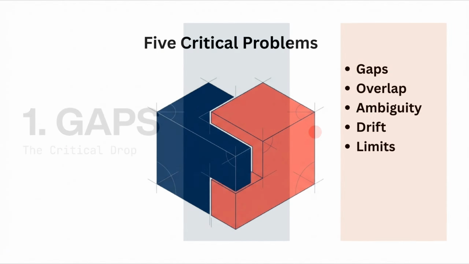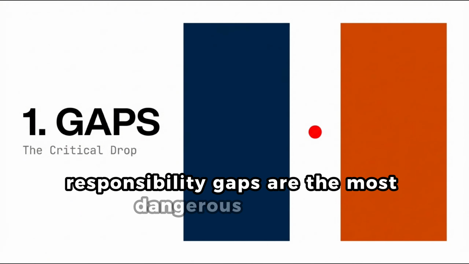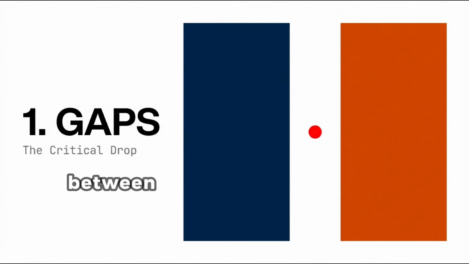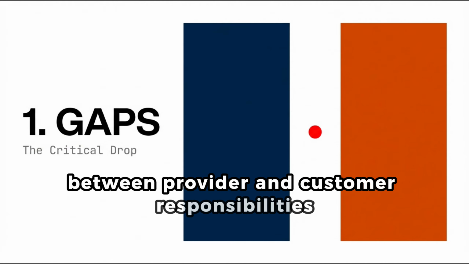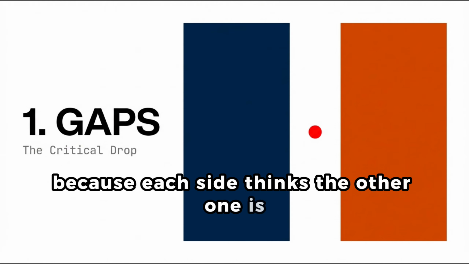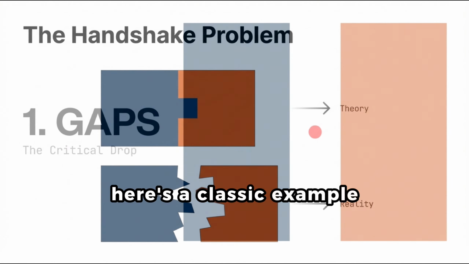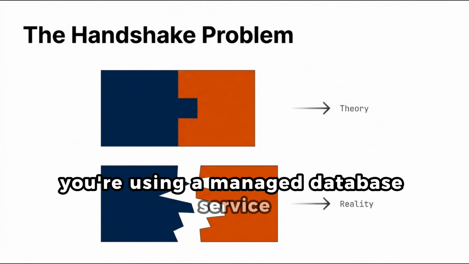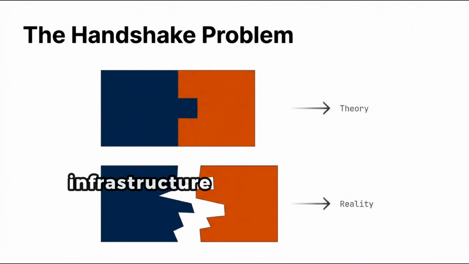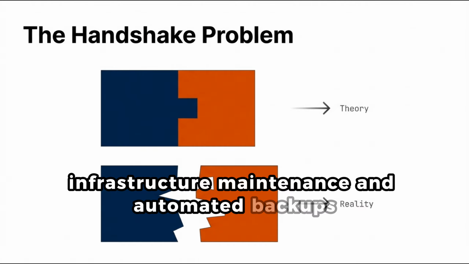Let's dive in. Responsibility gaps are the most dangerous problem in cloud security. This is when something critical falls between provider and customer responsibilities. Nobody is handling it because each side thinks the other one is. Here's a classic example. You're using a managed database service. The provider handles database engine patches, infrastructure maintenance, and automated backups.